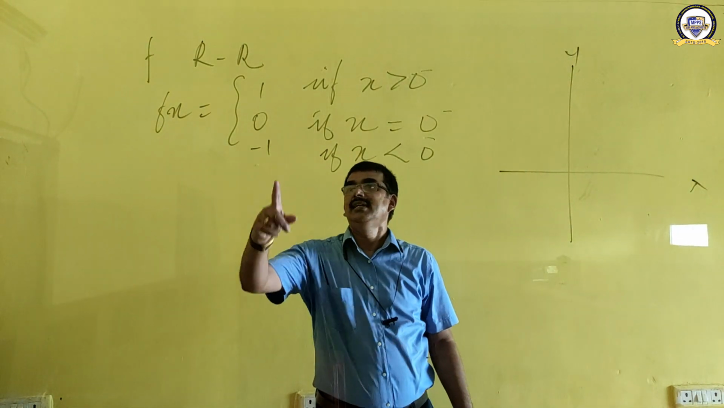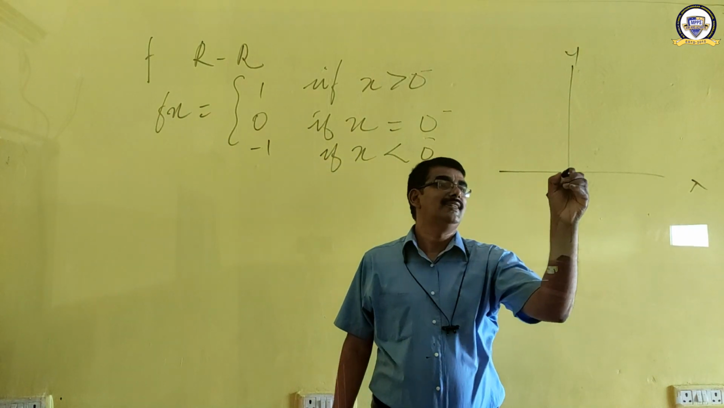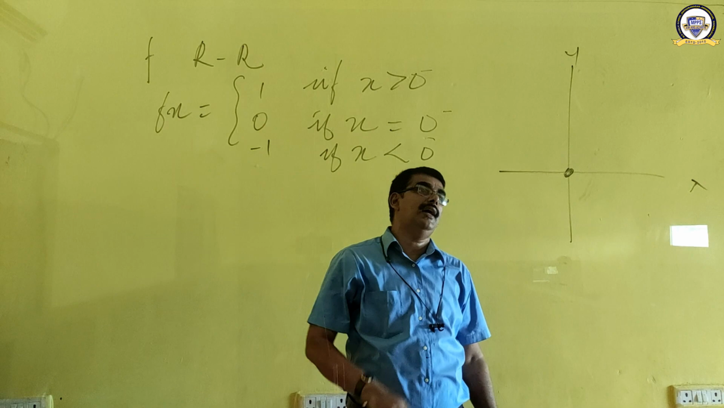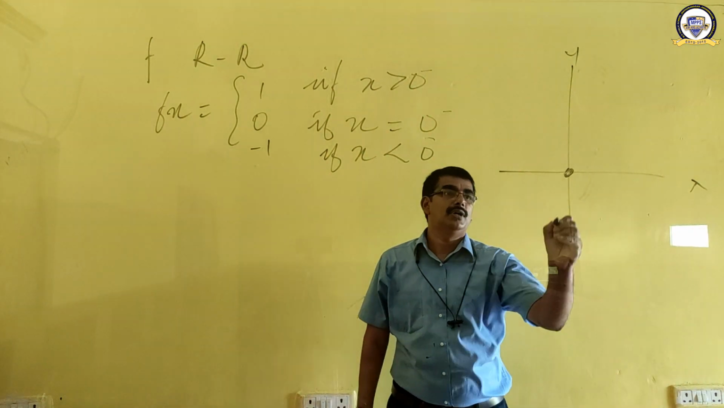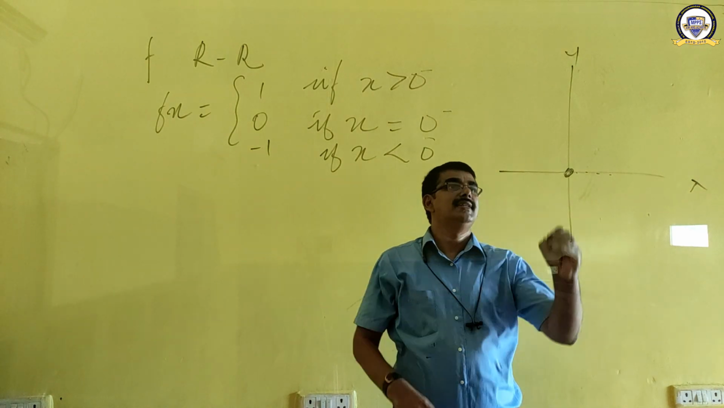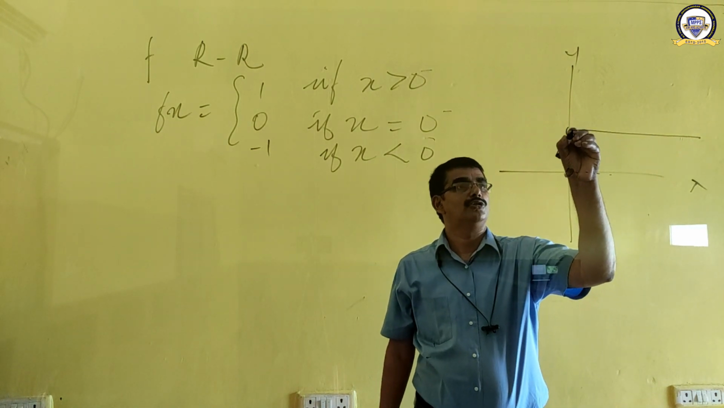If x is equal to 0, then the value of y is equal to 0 only, that is the origin. If x is greater than 1, in this greater than function, y is equal to 1 only. This is excluding, so I can keep one dot over here.